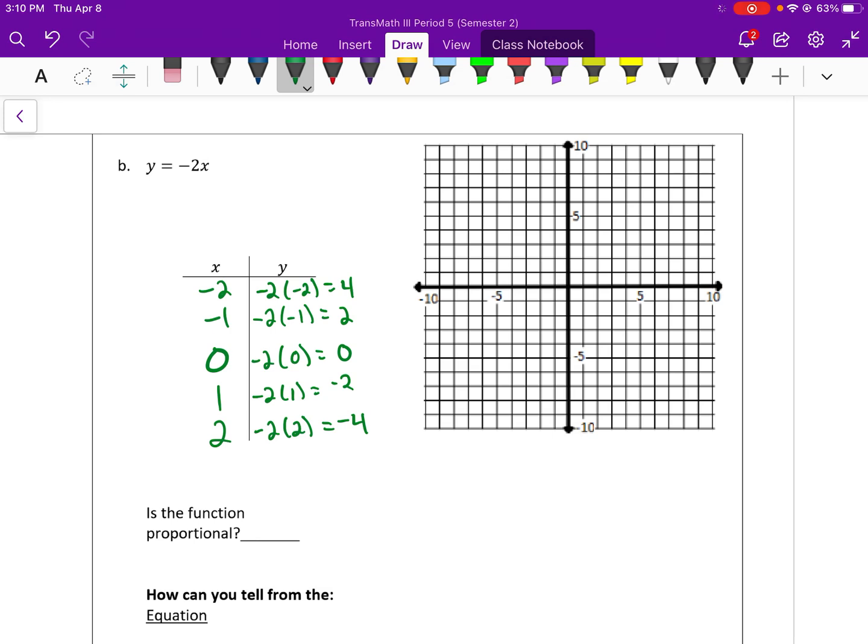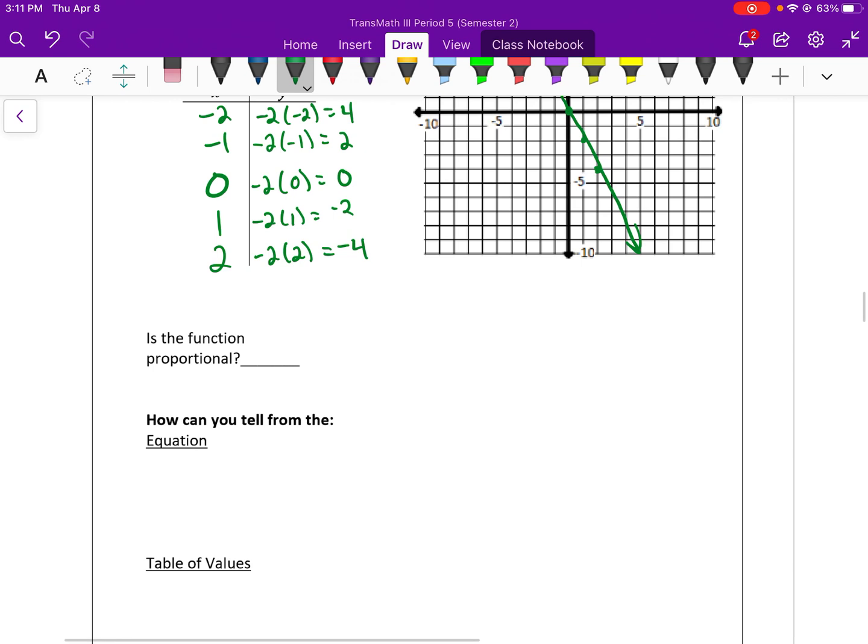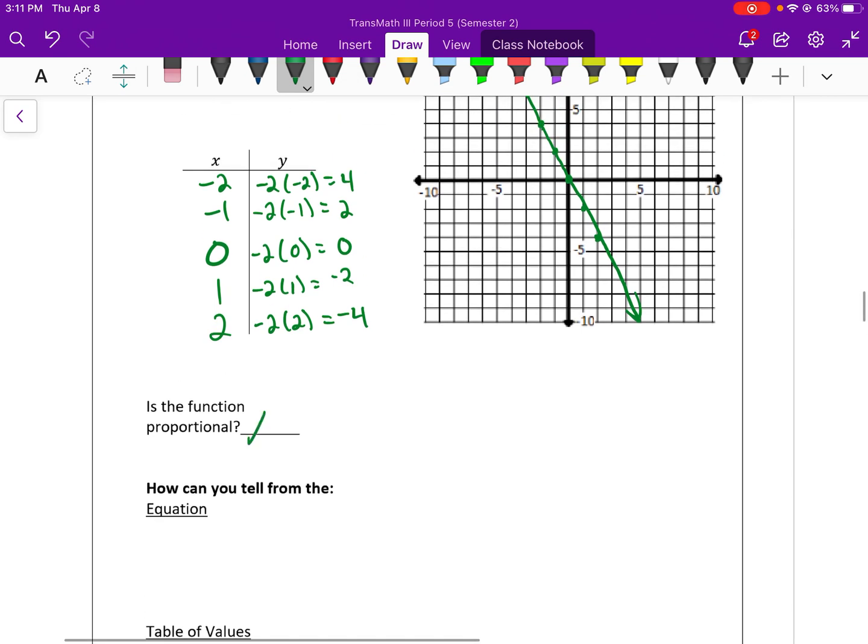So now we can plot those points. Negative 2, 4, that's left 2, up 4. Left 1, up 2. 0, 0. Right 1, down 2. Right 2, down 4. Once we have those, this is a line. So there's our line. Is this proportional? Yes, this is proportional due to the fact that it went through the origin.